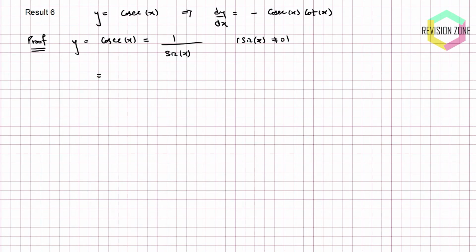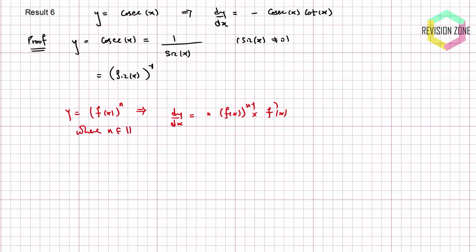But then we want to write this as sine x and the whole thing to the power minus 1. So again, we want to use the formula that I wrote down last time. If we've got a function of the form f of x to the power n, then we've seen before that its derivative is n f of x to the n minus 1 times f prime of x, where n is some real number.